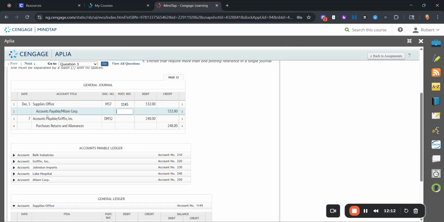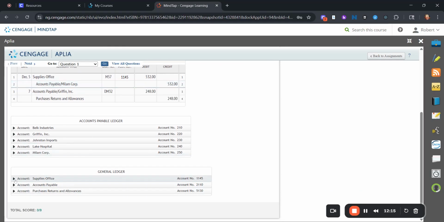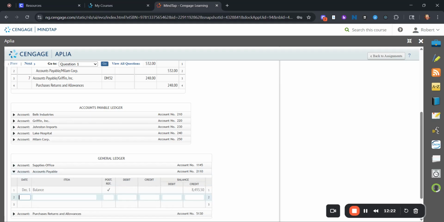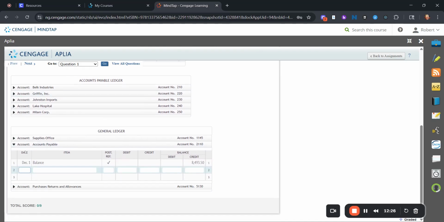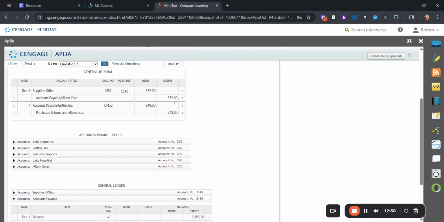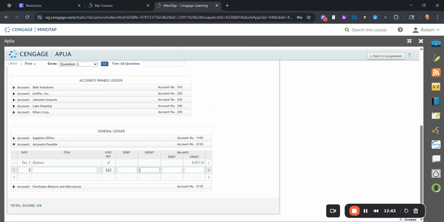So let's start with accounts payable. Close that one. So the accounts payable is the next one below the supplies office. So December 5th, so put a 5 there. That was general journal, page 12. That's a credit entry, 532. The previous balance before this one was a credit, so we're going to add those together. 84.93 plus 532. 9,025 and 50 cents.